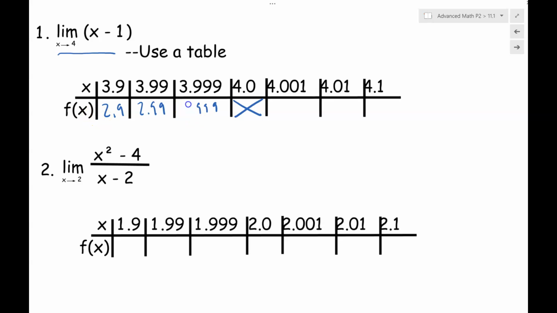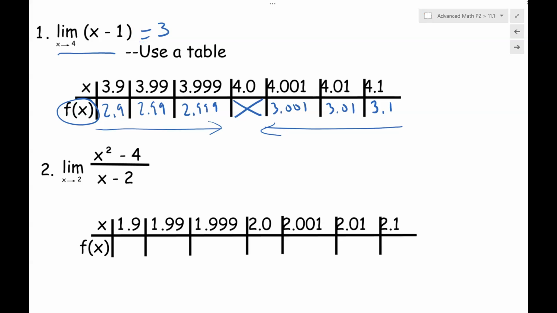So, oops, I made a mistake. You're probably screaming at me for writing that. 2.99. If I go over here and do the same thing, this would be 3.1, 3.01, 3.001. So, as I get closer to 4 going this way and closer to 4 going this way, what does the f of x seem to be getting closer to? Well, you can see it right there. It's getting closer and closer to 3, and that's what my answer is. My limit is 3. I'm getting closer and closer to that 3.